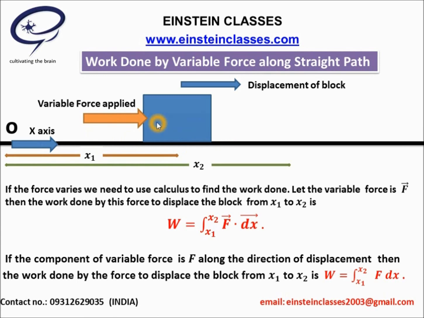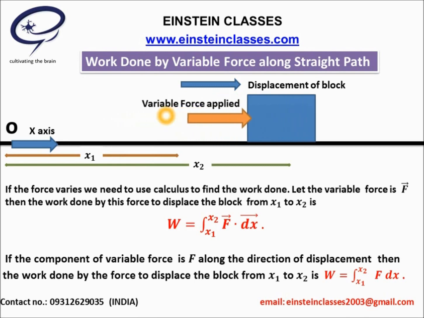The initial position of this block from the origin is x1. Now the block starts moving due to the application of the force. Now the final position of this block is x2 from the origin. To find the work done by this force, if the block is displacing from x1 to x2, we have to use the concept of calculus. Let this force be represented by the F vector. Then the work done by this variable force is given by the integration of F dot dx, and the integration will take place from position x1 to position x2.